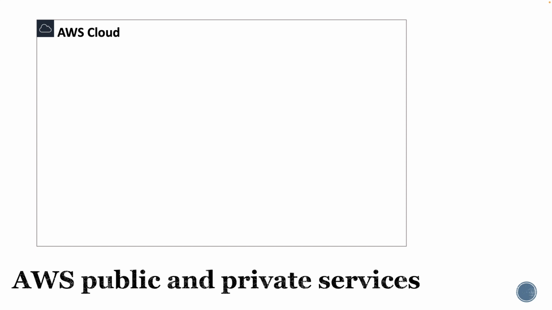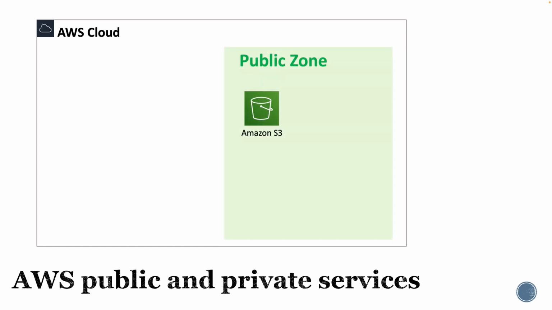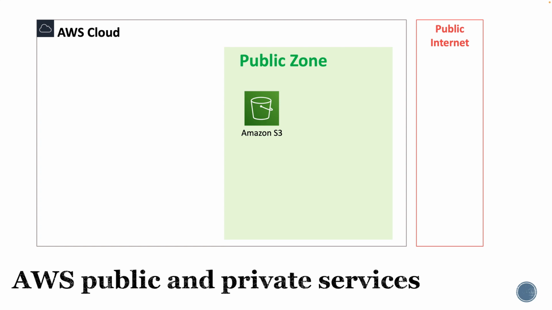Let's look at this diagram. Inside of AWS, we have an AWS public zone, and this public zone can communicate openly with the public internet, and AWS public services sit inside this public zone. Now, this is not the public internet. Remember that AWS has its own network, and the AWS public zone sits inside AWS, but it sits adjacent to, or beside, the public internet.